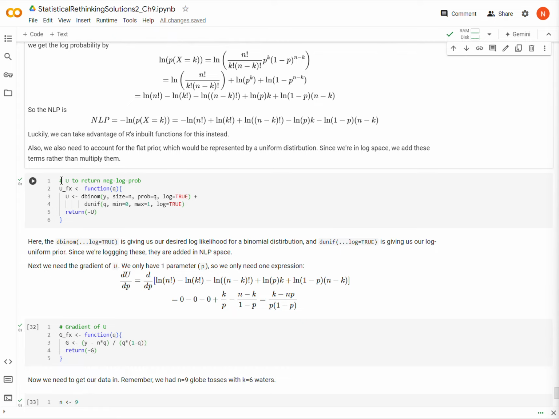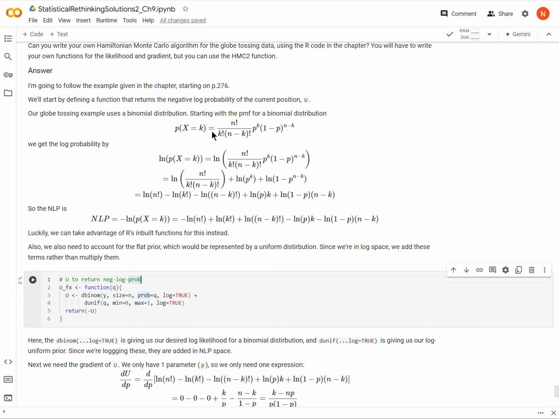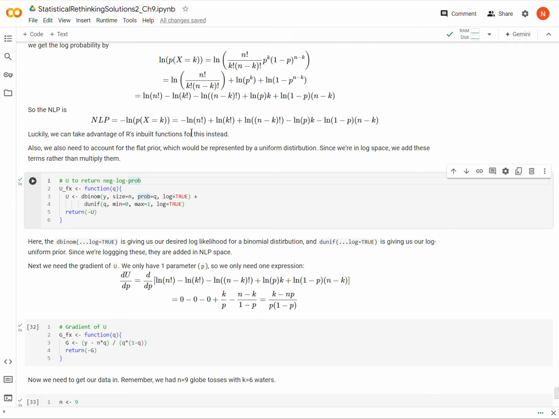The first thing that we need to do is to define a couple of functions. One the book calls U, and so we'll just continue to call it U. And this is the negative log probability of our probability distribution. You can go through and derive, that's what I've done here, the negative log probability distribution of a binomial distribution. But you don't have to worry about that really, because we can use R to do this.